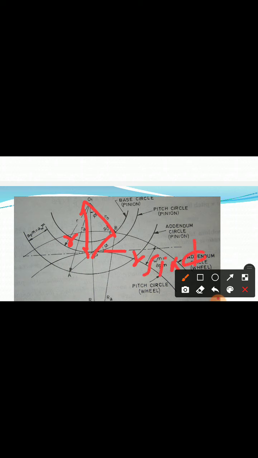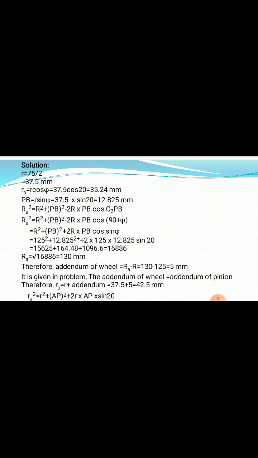Now R is known to you, phi is known to you, so we can find out this PB value. Now put all these values. R is given, phi is known to you, then RA comes as 130 millimeter. So addendum of that particular wheel is equal to RA minus R, 130 minus 125, which we get as 5 millimeter.